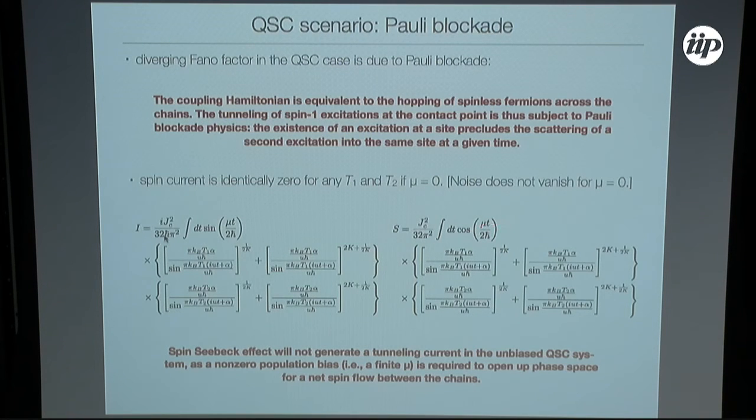The cosine of mu, 0, is still 1, so you do have finite noise. So basically, for zero population bias, S remains finite, but I goes to 0. So you basically have a divergence of the spin Fano factor. S over I diverges. And that's true for any thermal bias, T1, T2.